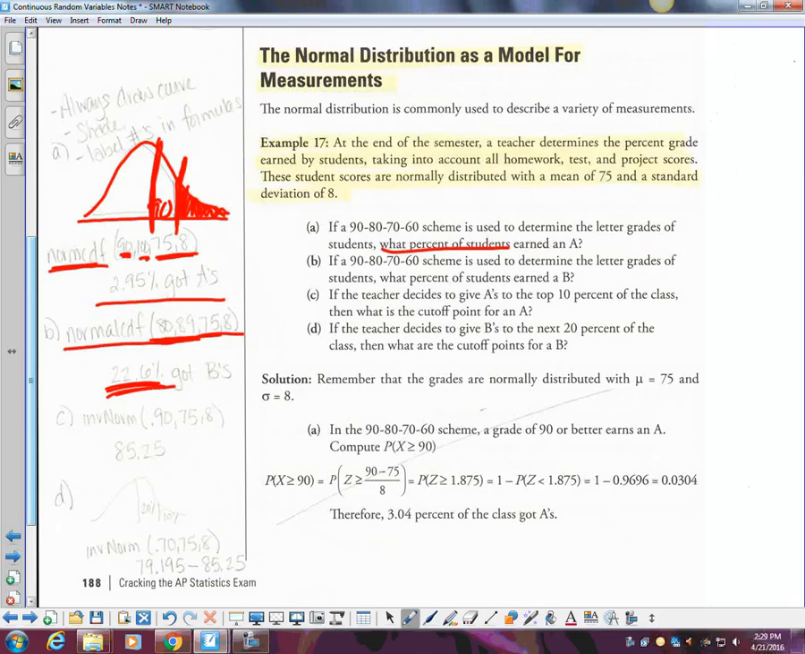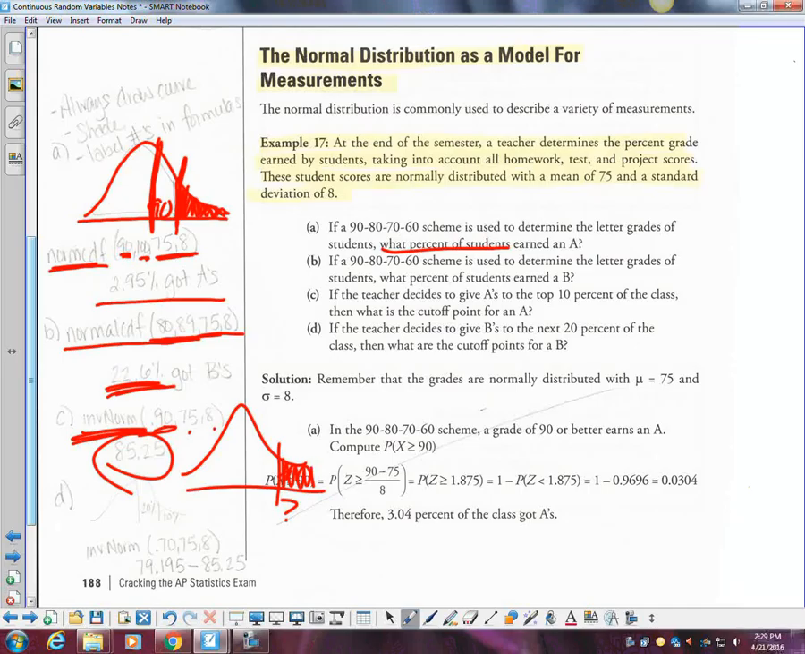If the teacher decides to give A's to the top 10%, what are you doing now? Inverse norm, because I just told you how big of a piece I want. I want 10%. I want to know where to cut it at. Well, when you inverse norm, it's always area to the left, so that's why I have a 0.9 there. With my average and my standard deviation, I need to cut it at an 85.25 if I need 10%.